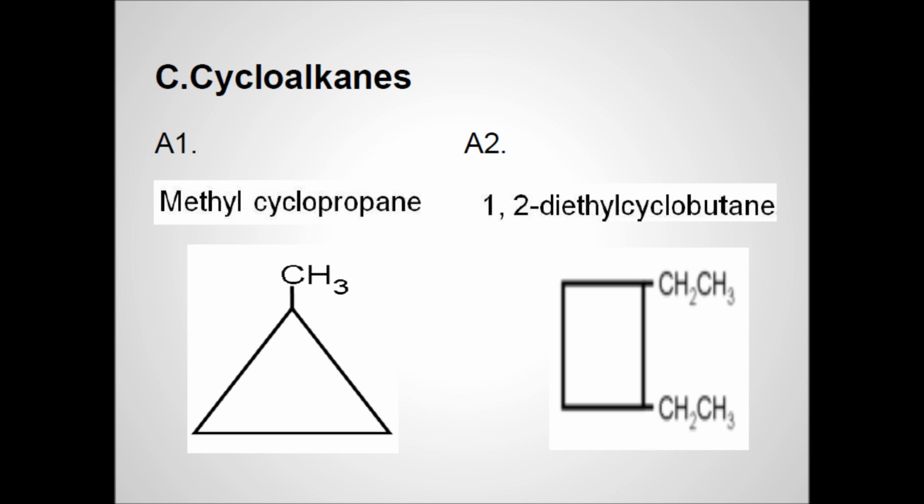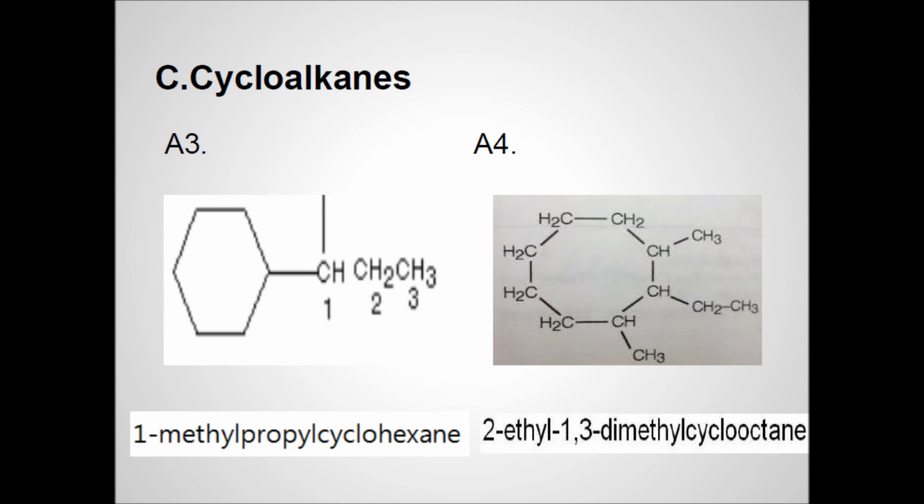Draw the cyclopropane first, which is a triangle, and add 1 methyl to the first point of the cyclopropane. Then it would form like this. For question 2, we are going to draw 1,2-diethylcyclobutane. The parent line would be cyclobutane, which is a rectangle, and 2 ethyls are connected to the first and second points of the cyclobutane. Now try to name these structural formulas.